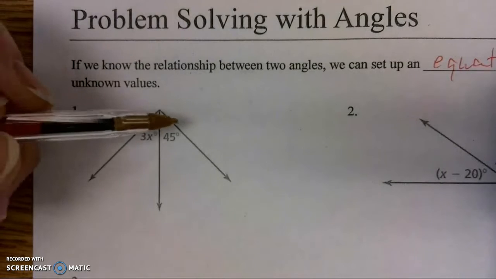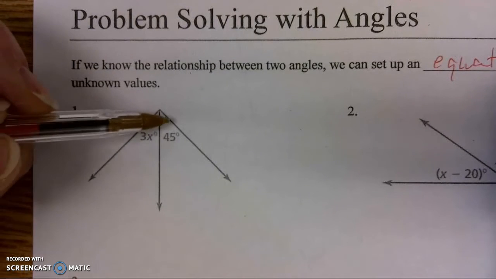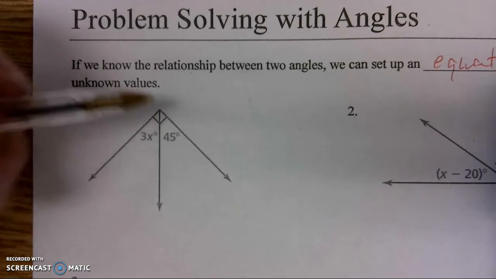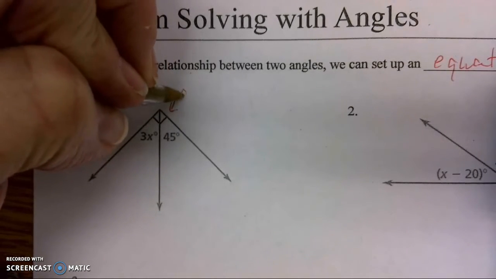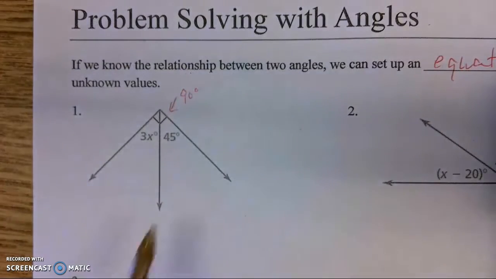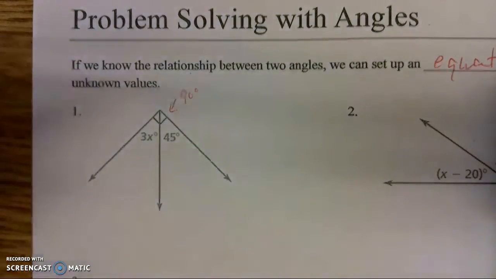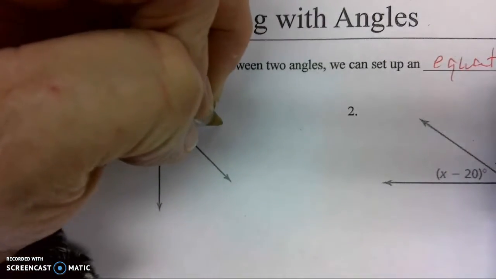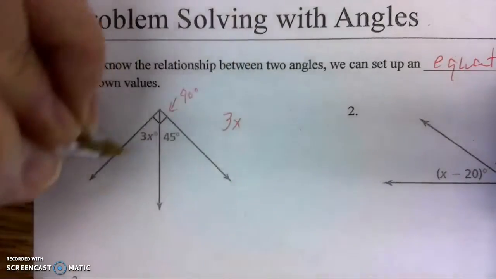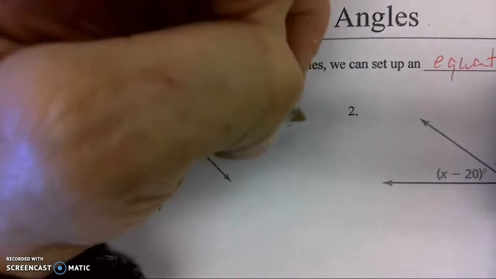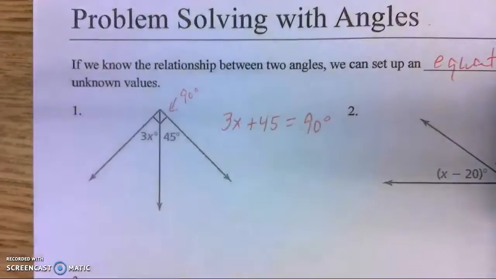If I look, I see right away that symbol in the angle which tells us that this is a right angle. So I know that because that's a right angle, that equals 90 degrees. These are complementary angles. It's a pair of angles that make a right angle. So my equation will be 3x, which is my first angle, plus 45 equals 90 degrees.